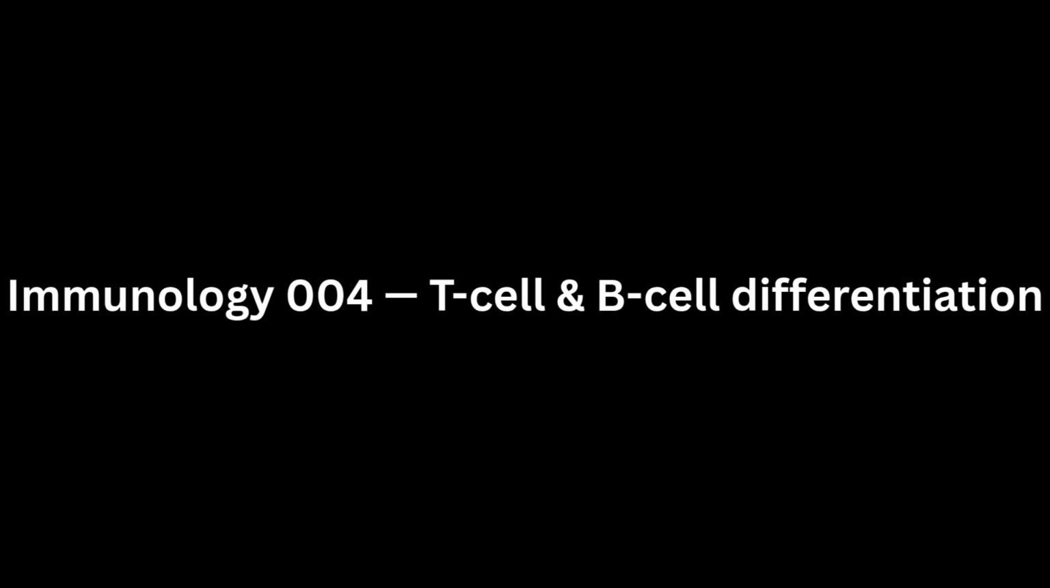Immunology, differentiation of T cells. All right, so first and foremost, you have to remember that T cells are made in the bone marrow. Both T cells and B cells are made in the bone marrow, but where they mature is different. B cells will stay in the bone marrow to mature. T cells will leave the bone marrow as a precursor and then mature in the thymus.